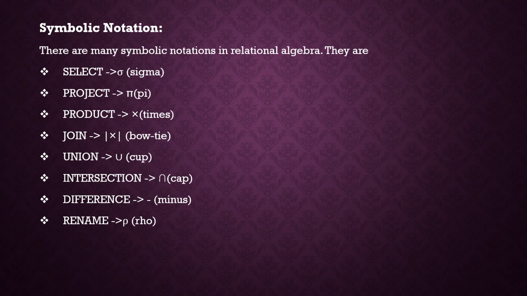So, very important: select, sigma; project, pi; product, x, or we can say times, how many times we are going to multiply. And join can be represented by using x, embedded within the bow tie, or we can say pipeline symbol, or dash. Next, union is represented by U or cup. Next, intersection, cap. Next, difference, minus, and rename, rho. Okay, these are the symbolic notations.